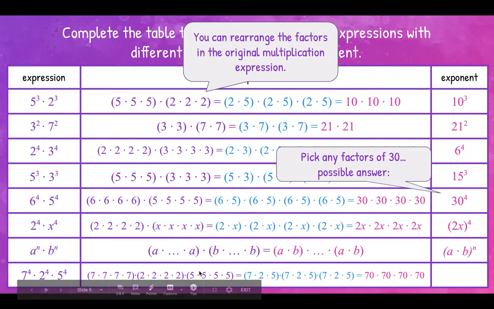Now we're going to take a factor of each. So we're going to take 7 times 2 times 5, and we're going to do that 4 times. 1 set, 2 sets. There should be one more set in here. There should be 4 sets, and there's only 3 here, but there should be 4. And so it's going to be 70 times 70, because 5 times 2 is 10, 10 times 7 is 70. So 70 times 70 times 70 times 70. So we have 4 70s, so it's going to be 70 to the 4th power.